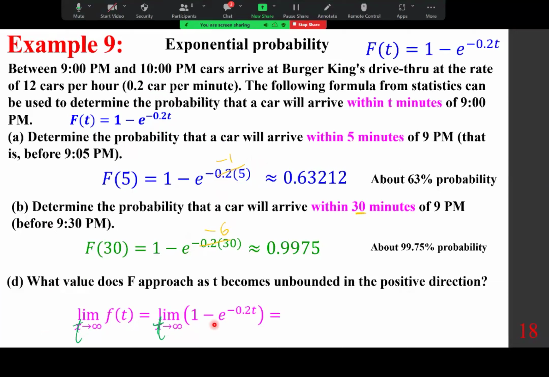When t becomes huge, this goes to 0, because it's e to the power of ultimately negative infinity, which is 1 over e to the power of infinity. So this goes to 0. We get 1 minus 0 equals 1. We'll see this with more details in calculus, everybody. You don't have to worry about this too much, but understand the concept. Unbounded, in this case, means the variable x or t or whatever the independent variable is, goes to infinity.